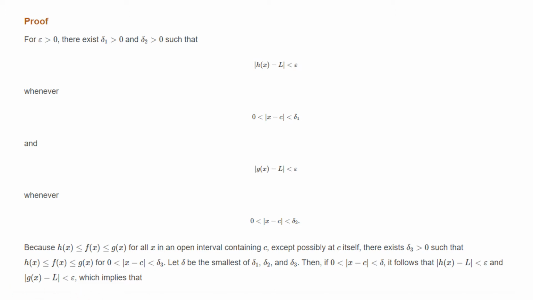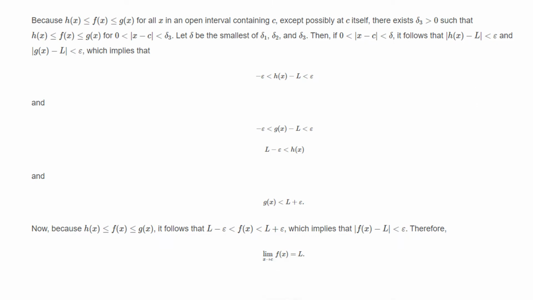And by the triangle inequality, then, we know that this is true and this is true. So you see, since f was between h of x, but h of x is bigger than L minus epsilon, I can replace h by L minus epsilon there. And since g of x is less than L plus epsilon, I can replace the g of x with that.